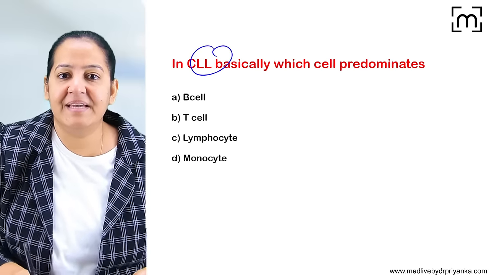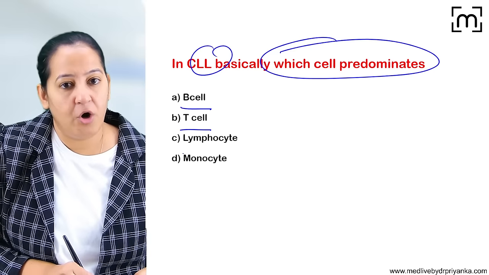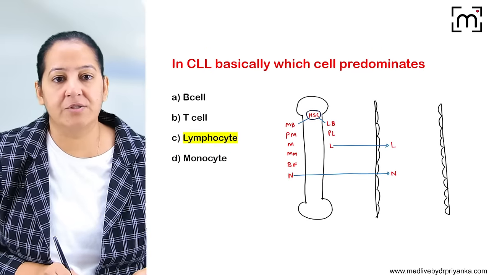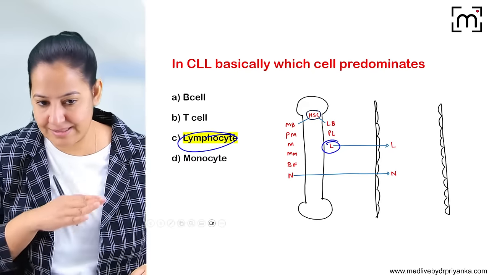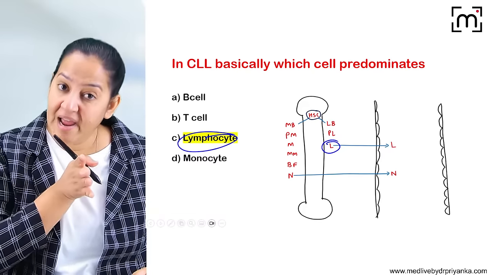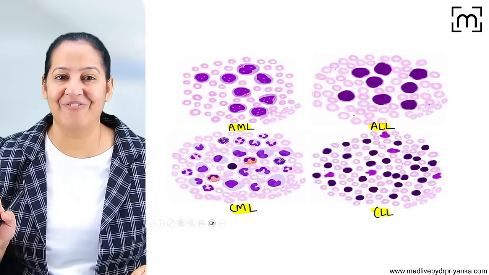In CLL, which type of cell is predominating? Is it B lymphocyte or T lymphocyte? Or is it a simple lymphocyte? Or is it a monocyte? Basically, it's a simple lymphocyte which is proliferating here. It is mutated, proliferating, and spilled over in the blood. So we are done with the four types of leukemia.